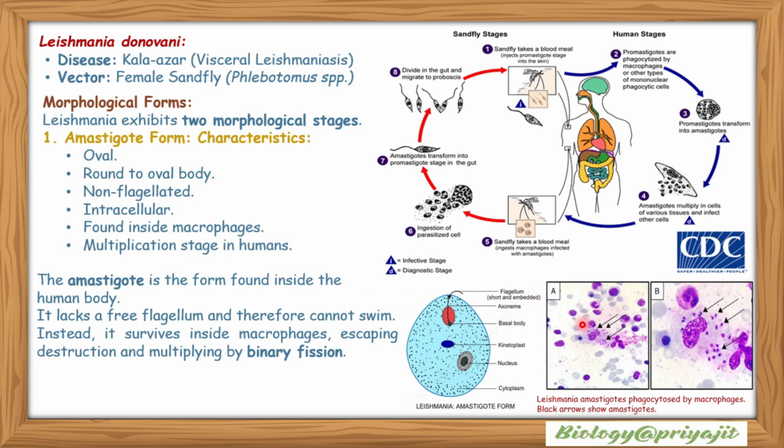So this is the Leishmania amastigotes phagocytosed by macrophages, and the black arrow shows the amastigotes. The amastigote is basically the form found inside the human body. It lacks a free flagellum and therefore cannot swim. The flagellum is embedded and short. Instead, it survives inside macrophages. This image shows their presence within macrophages, escaping destruction and multiplying by binary fission. This image shows the fundamental life cycle of the Leishmania donovani.